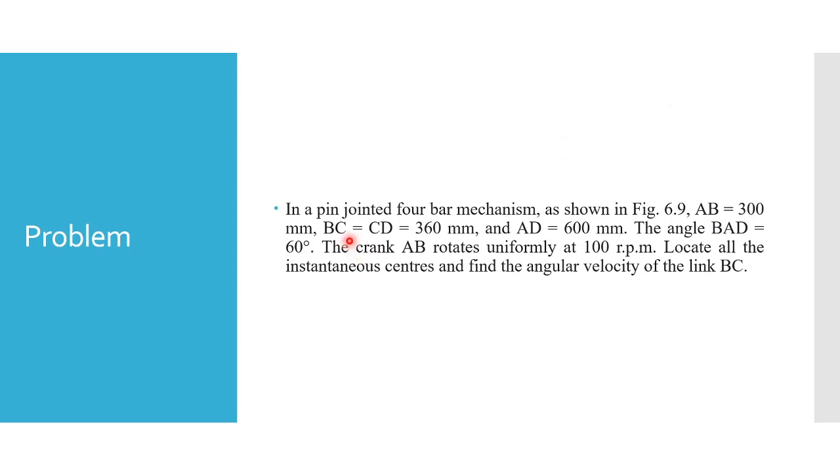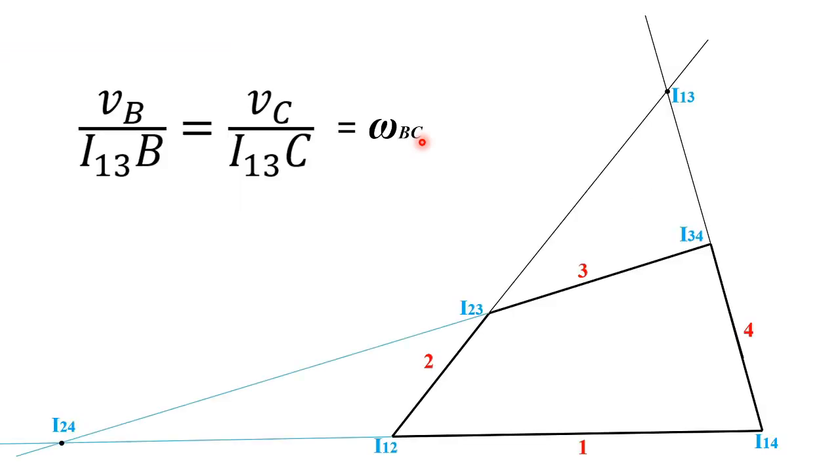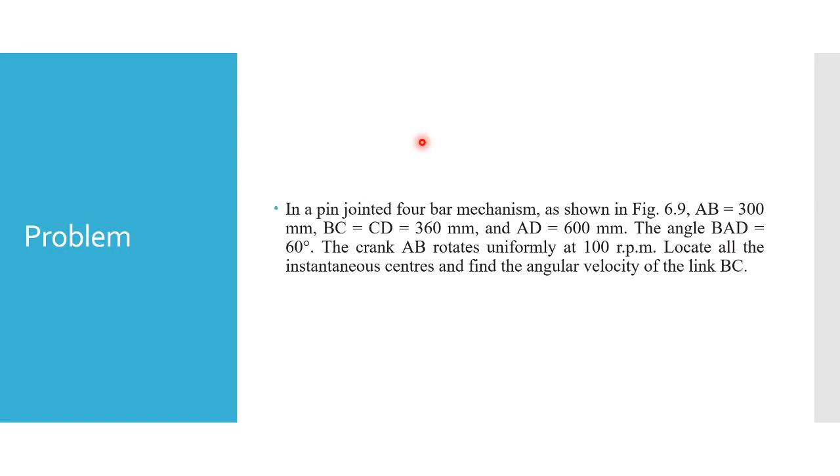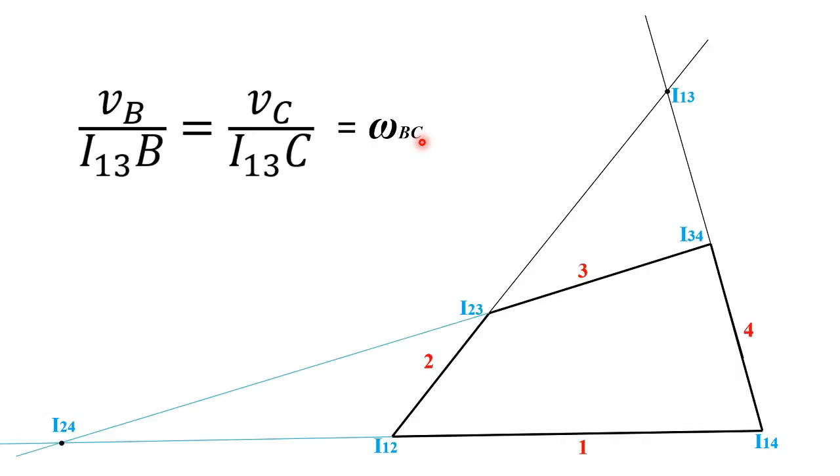Then BC and CD. From B you take a compass, take 360 mm corresponding to the scale, and draw an arc. From D also take 360 mm and draw an arc. Both will meet at a point C. You join BC and CD. So your mechanism or space diagram is ready. Then you do the same thing and find I13. I24 is not required because you have to find only one instantaneous center to solve this. Only the required instantaneous center you draw.